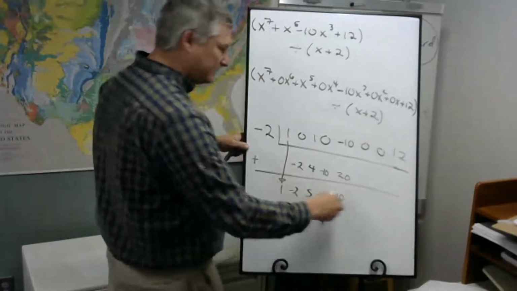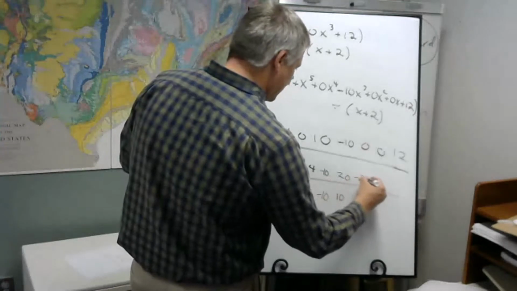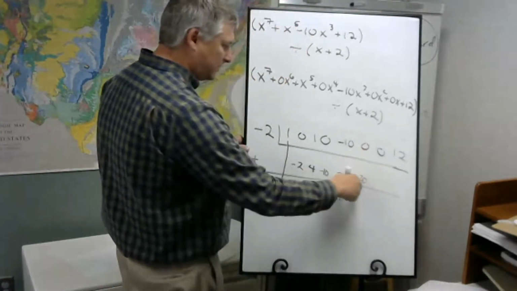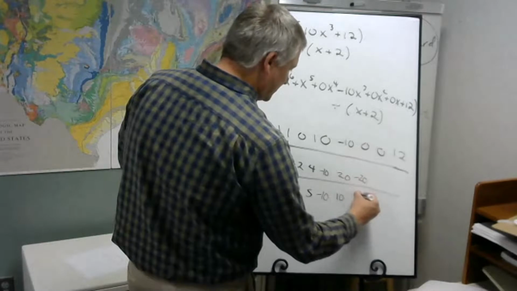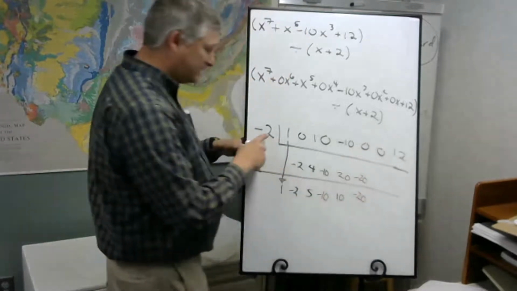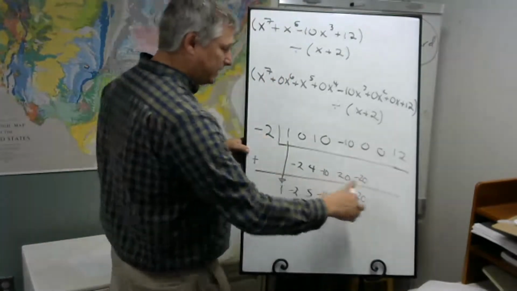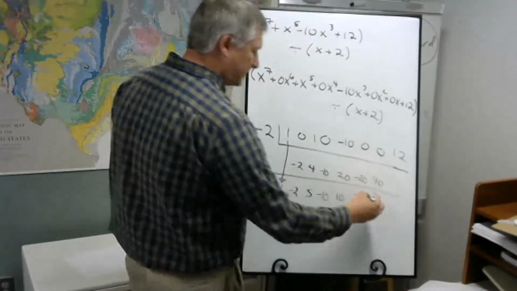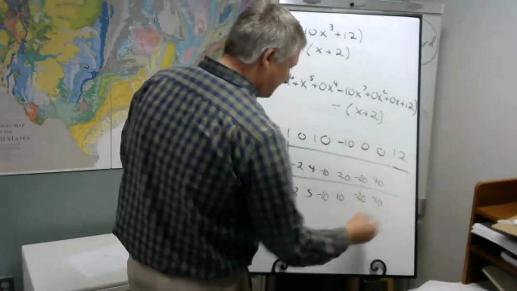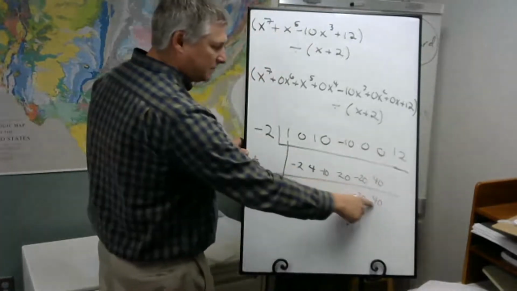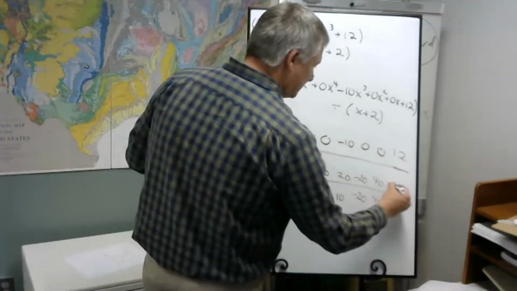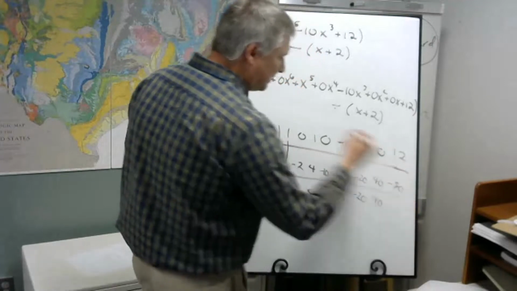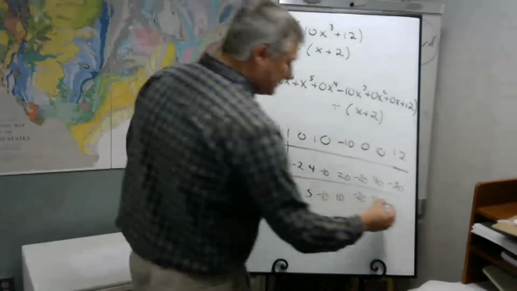-2 times 10, -20. 0 plus -20, -20. -2 times -20, +40. 0 plus 40 is 40. -2 times 40, -80. -80 plus 12 is -68.